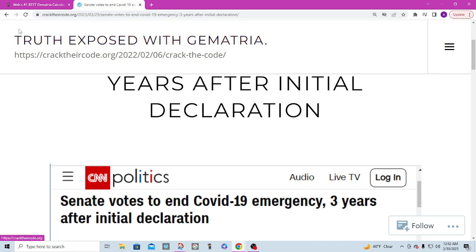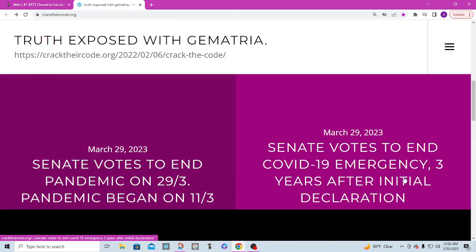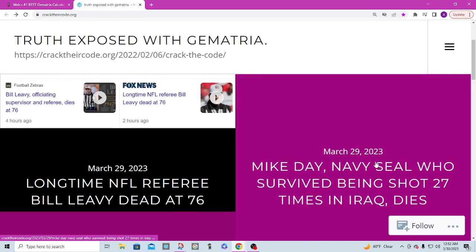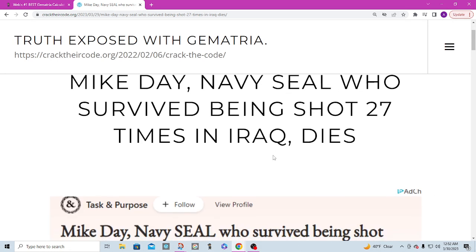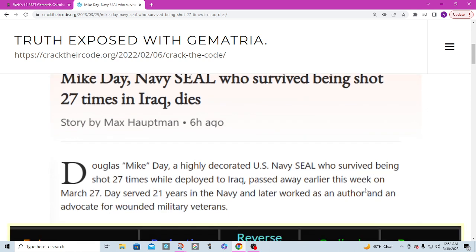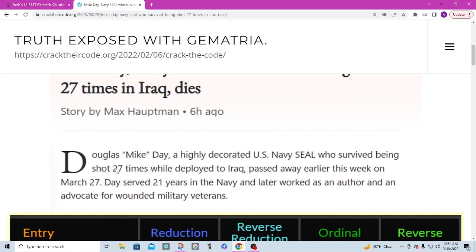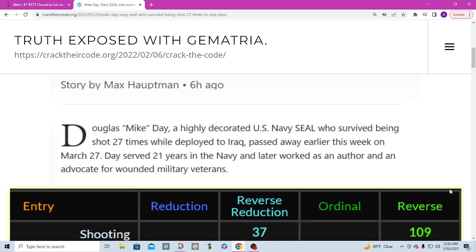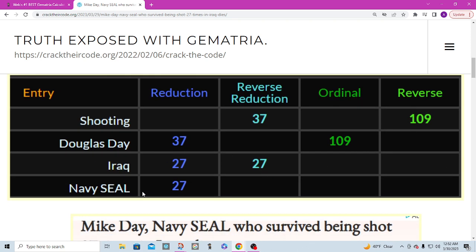But guys, let's go back to a few more decodes. I'm just going to kind of brush through some of them today. We got this crazy headline talking about a Navy SEAL who was shot 27 times in Iraq is dead. So Mike Day, Navy SEAL who survived being shot 27 times in Iraq, dies. Says he died on the 27th. So he was shot 27 times. He died on the 27th. He was a Navy SEAL, which is 27. He died in Iraq, which is 27. He got shot 27 times in Iraq, and now he's dead.